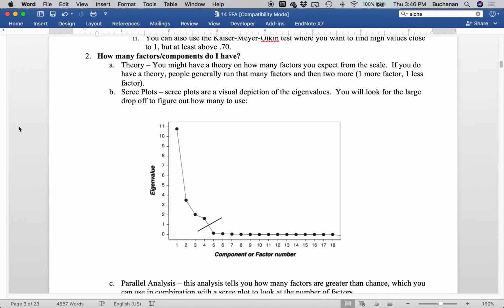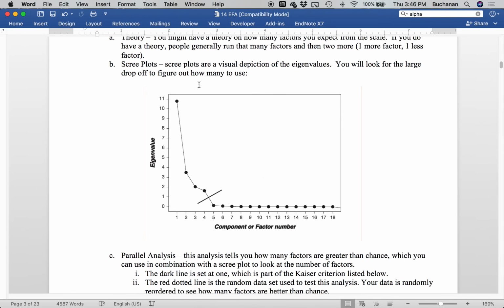Another thing we can use is called a scree plot. Scree plots are a visual depiction of those eigenvalues that we talked about. And so what you want to do is look for the scree. I actually looked this up recently on why it is called this. That's the slope where if rocks are falling downhill, they'll basically stop rolling. And essentially you want to look for the large drop off.